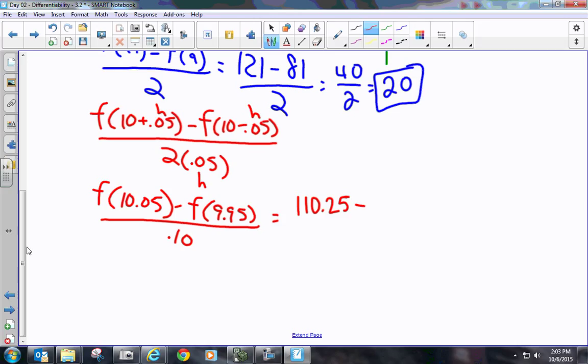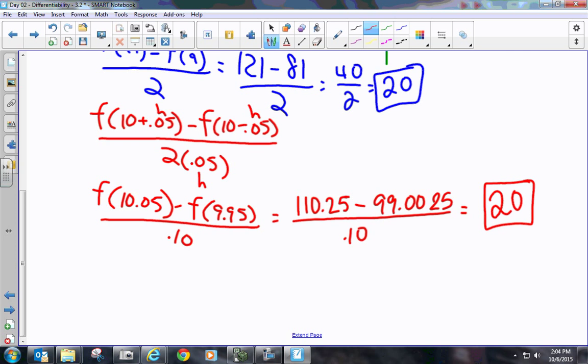Minus, what is 9.95 squared? What is it? I'm sorry. 0.0025 divided by 0.10. Put that in your calculator and see what we get. 20? It should be. It should be the same. Right. So if you like, you can.